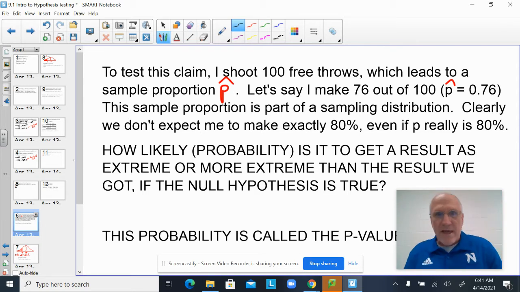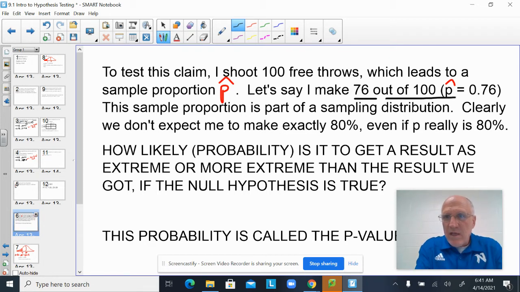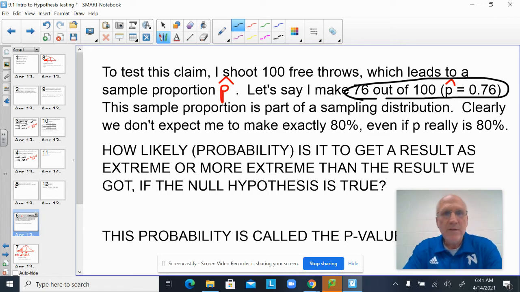Matt thinks I'm worse than that. So let's say I shoot 100 free throws, which leads to a sample proportion p hat. Let's say this particular time I shoot 100 free throws and I make 76 out of 100. That means my sample proportion happens to be 0.76.